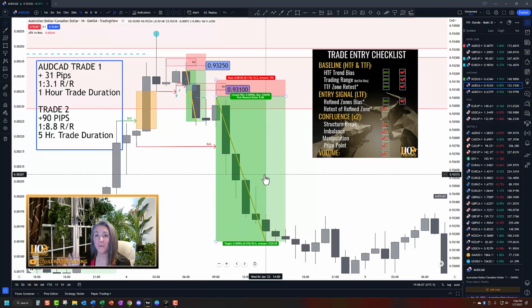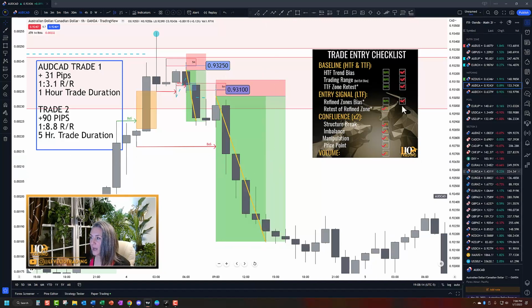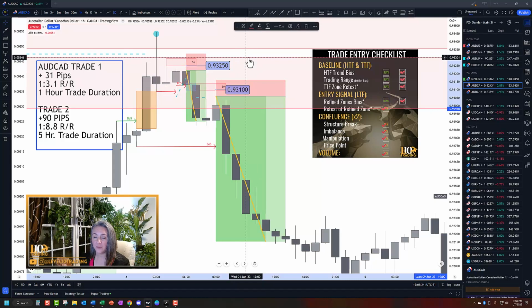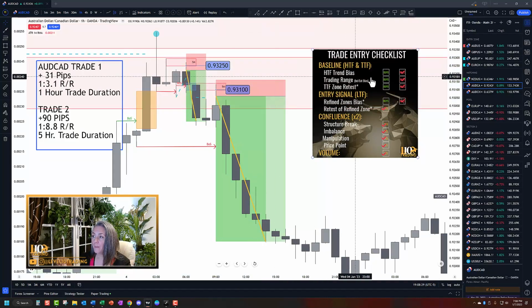I held that trade for about 5 hours, and it was a 1 to 8.8 risk to reward, so also an excellent trade. If we look at the trade entry checklist, both of these trades came off of this particular 1 hour sell zone right here, but we see that both of the trades were for sells. The higher time frame bias, the trading range, and the trading time frame retest were for sells. So those were all in agreement.